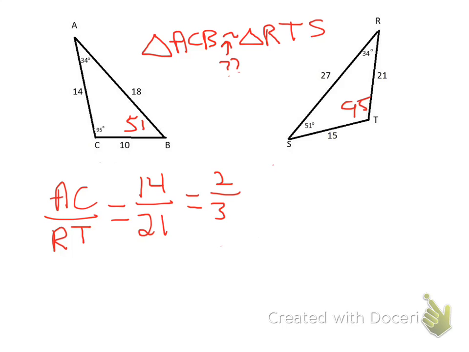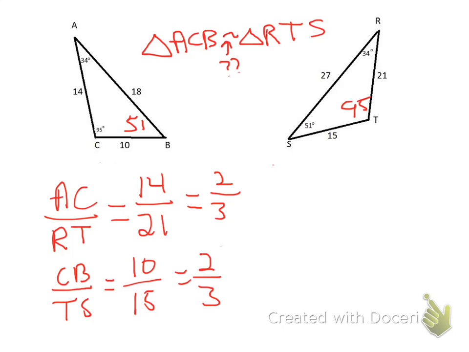Okay, let's look at another pair of sides. CB is the last two letters of the first triangle. That would correspond to TS, the last two letters from the other triangle. So that would be 10 over 15, and 5 goes into each of those, so that's also 2/3. Okay, the last pair of sides then is AB, first letter and last, divided by RS, first letter and last. Well, that would be 18 over 27. And 18 over 27 also reduces to 2/3.